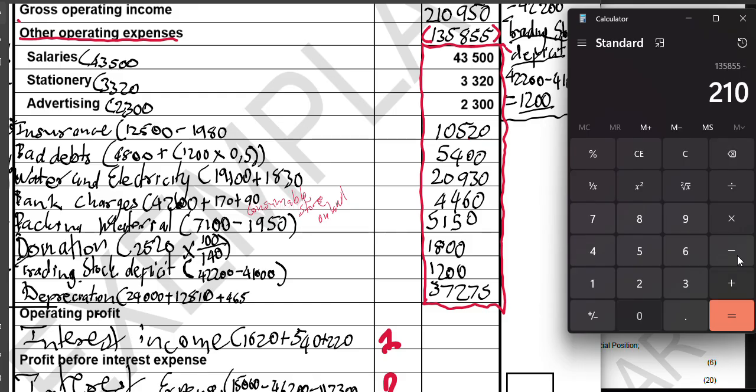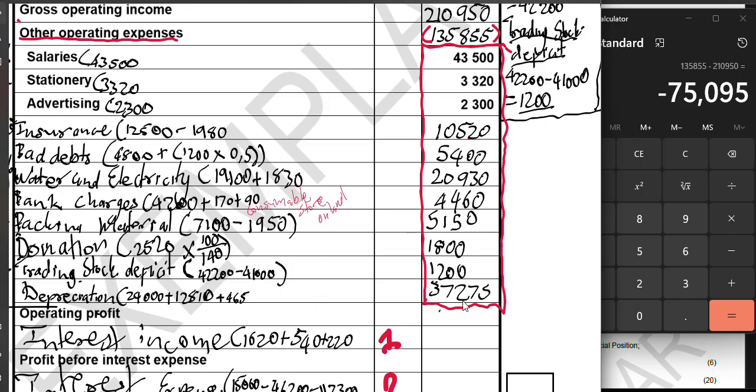Okay, 210,950. This is going to give you operating income of 75,095. Right here we have our interest income. We had to calculate our interest income. Anything that has to do with interest income had to come to this. There is a note that we actually do get everything structured.